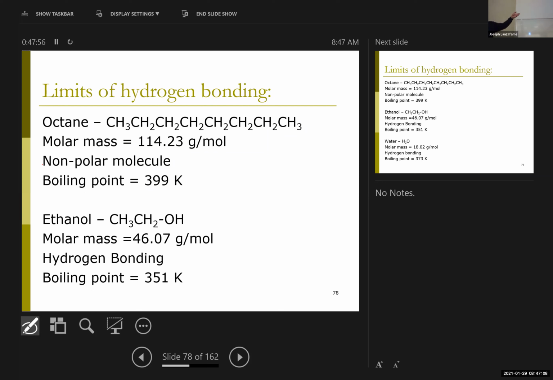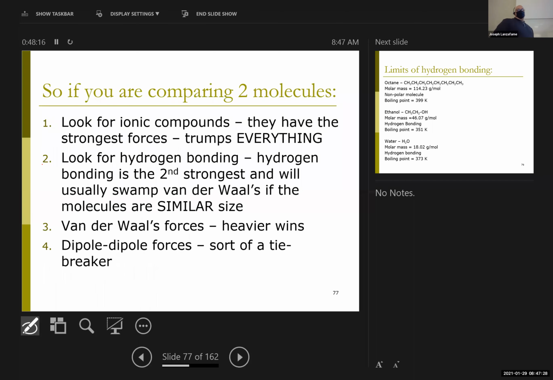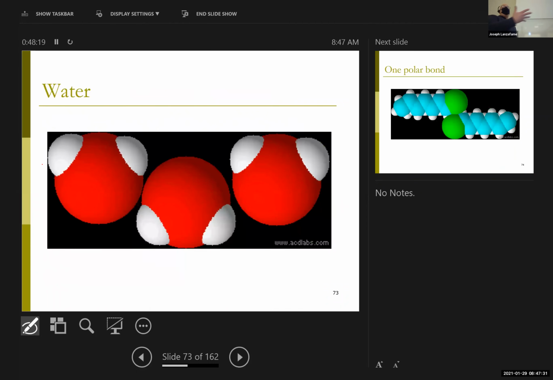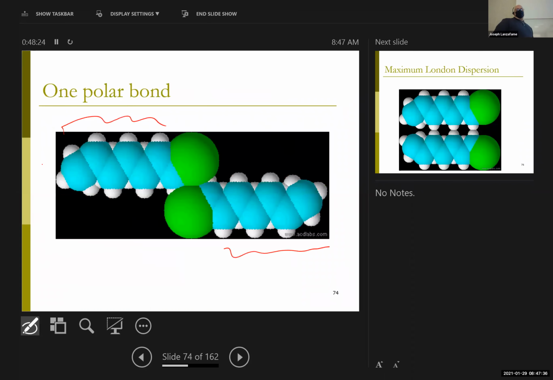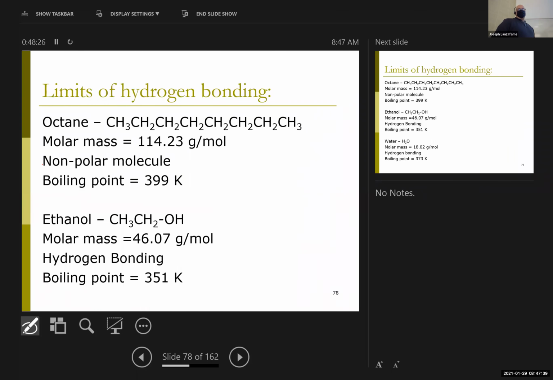In fact, ethanol has a lower boiling point than water, even though it also hydrogen bonds, and even though it's bigger than water. Why? Because, again, I now have a caterpillar with a hydrogen bond on the end. I either get the van der Waals forces or the hydrogen bond. I don't get both. And unlike water, which has two, I can't stack it so nicely. And so the hydrogen bond is definitely having an effect here, because octane is almost 3 times the size of ethanol.